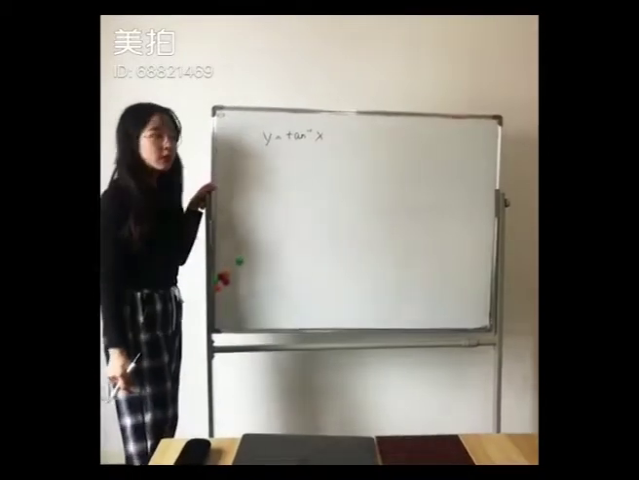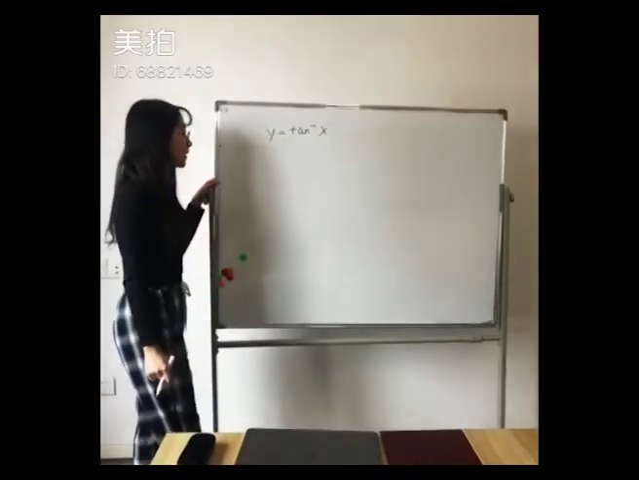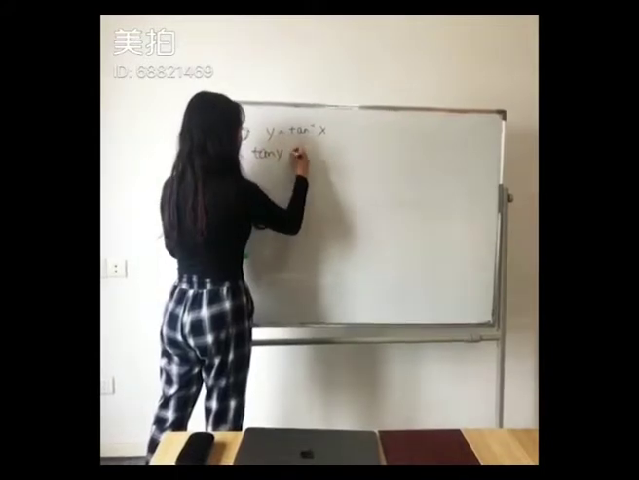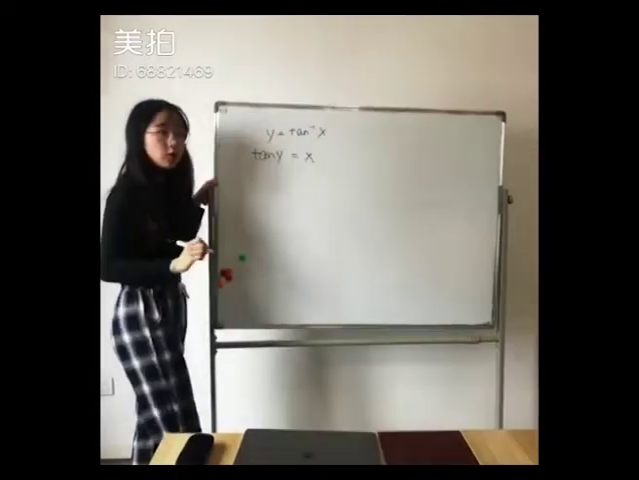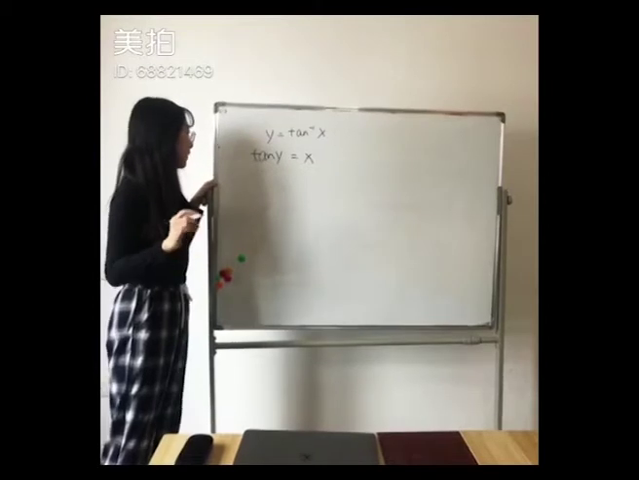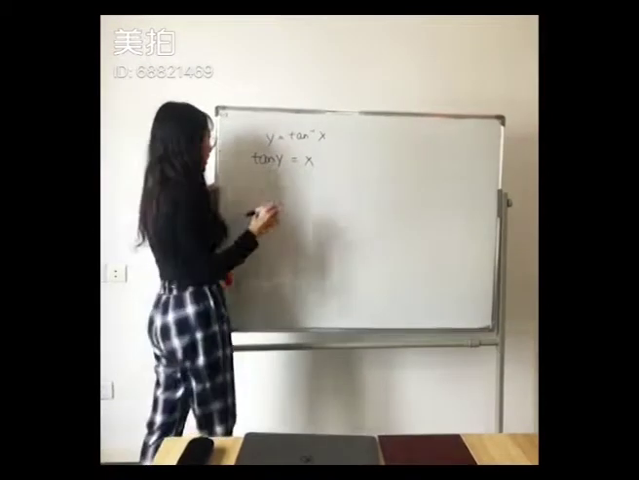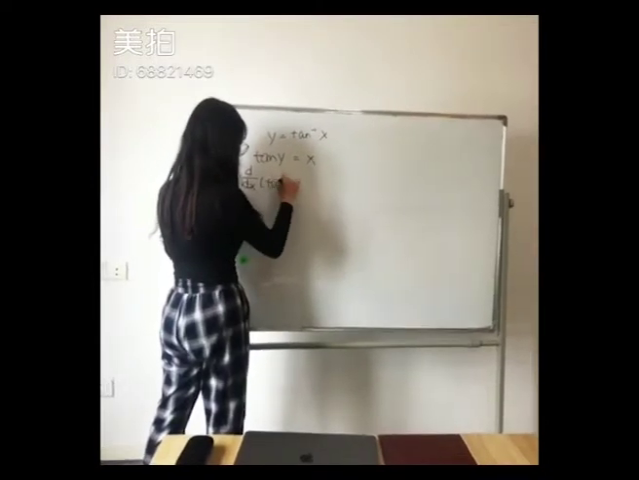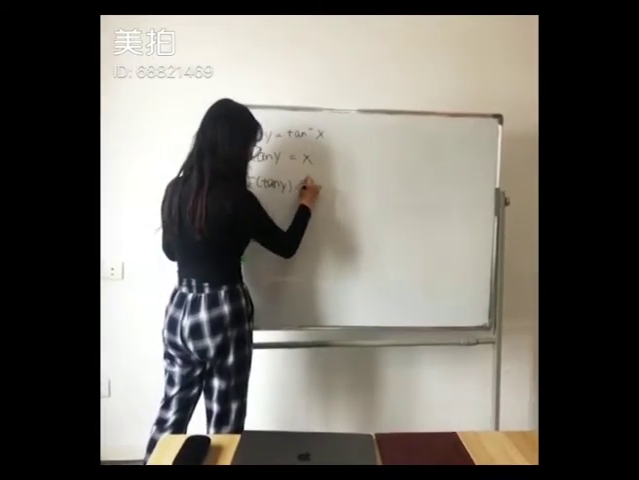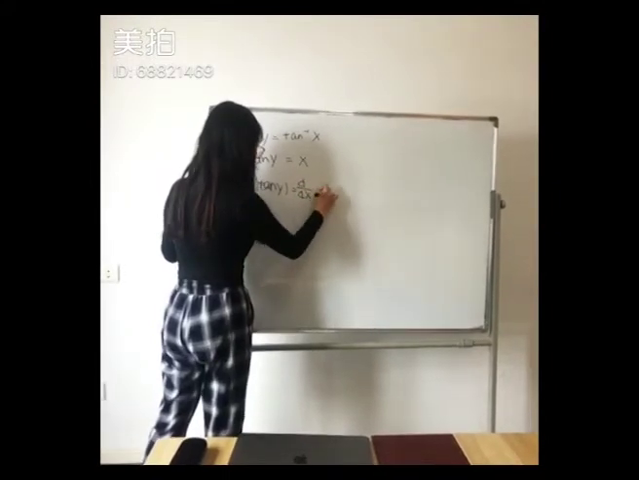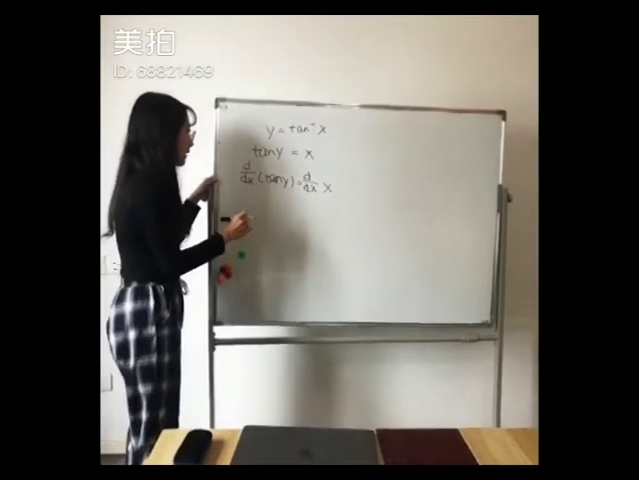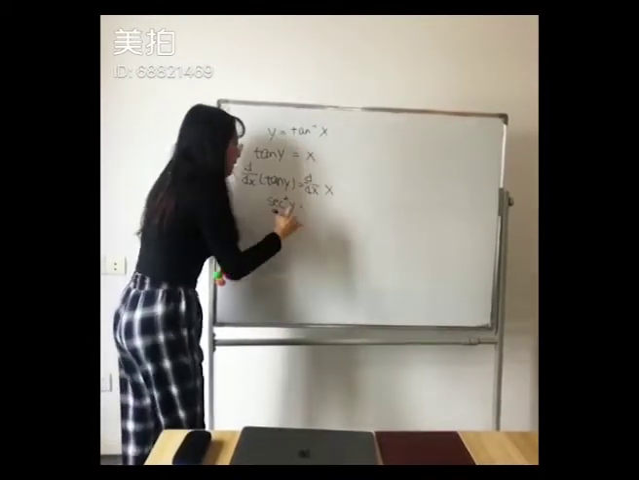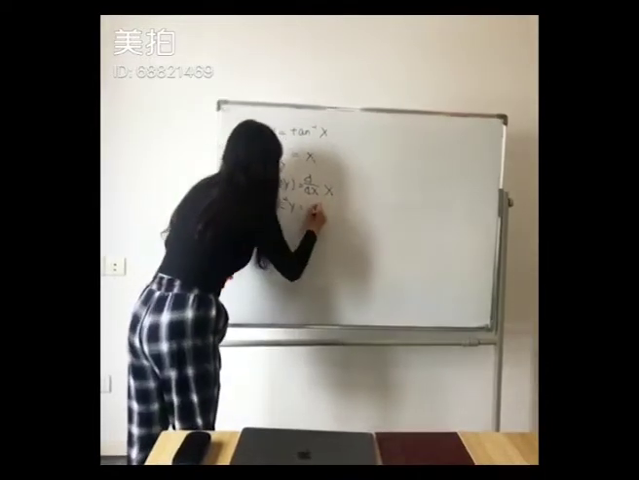Firstly, we can get the basic function y equals arctangent x, and then we get tangent y equals x. We will find the derivative of tangent y and the derivative of x. We note the derivative of tangent y equals secant squared y, and the derivative of x equals 1.